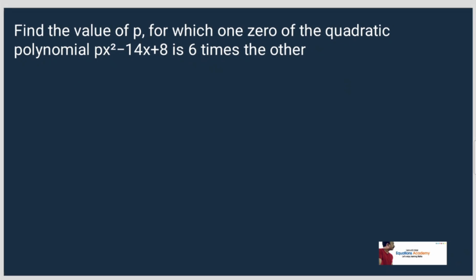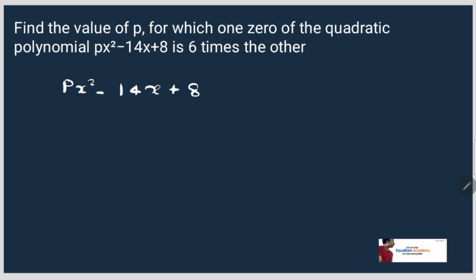Find the value of p for which one zero of the quadratic polynomial px² minus 14x plus 8 is 6 times the other. So the given polynomial is px² minus 14x plus 8. We will find the sum of the zeros, alpha plus beta.